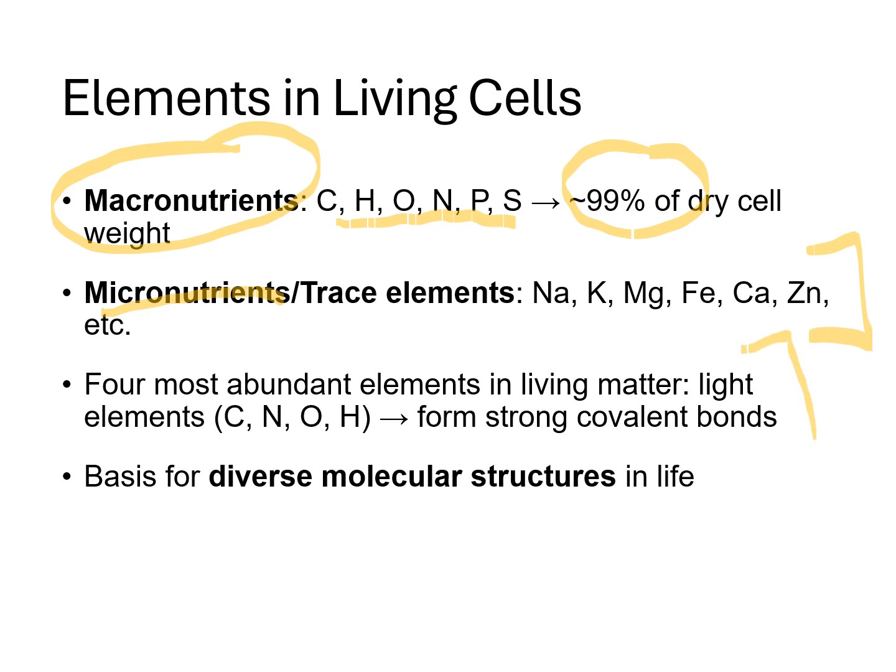The 4 most abundant elements in living matter are carbon, nitrogen, oxygen, and hydrogen. And I often just think of my last name, Chen, except with an O. So CHON. CHON makes up the 4 most abundant elements, and they also happen to form very strong covalent bonds. Because of their ability to form bonds with one another, they form very diverse molecular structures, which is the topic for this chapter.